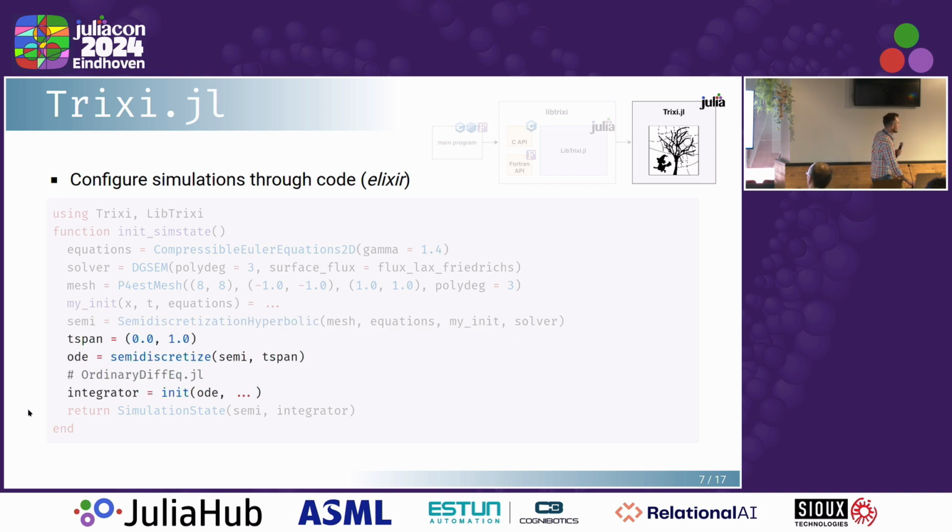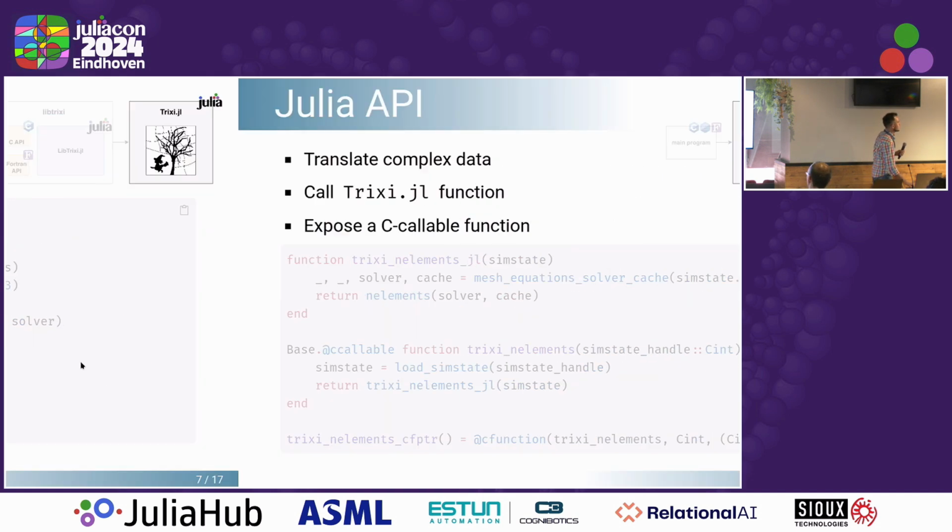And we have a routine that's called semi-discretize, which then transforms this to an ODE object, and that can be passed on to OrdinaryDiffEq. And then this does the integration in time. And now here for LibTrixi, we pack all these things together into an object that we call a simulation state, and that is something that we save. All right, that was the first part.